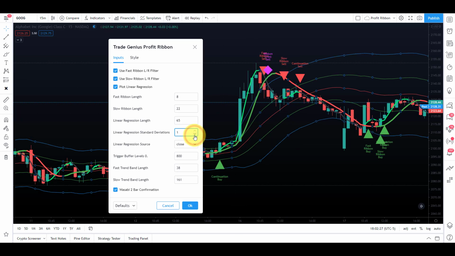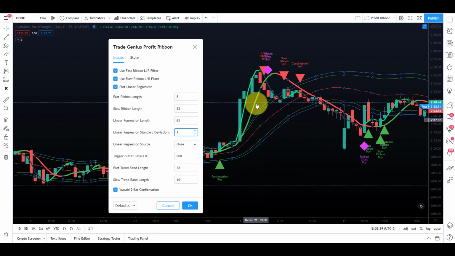And obviously if you want a less strict setting, you can set it for 1 here, and that will control the filtering of the ribbon crosses. So again, you can play with that at your leisure, make it as responsive or strict as you want. So this linear regression standard deviations will filter the ribbon cross. This trigger buffer level will control the slow and fast ribbon buy signals.